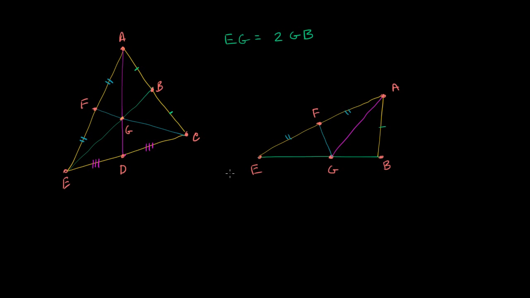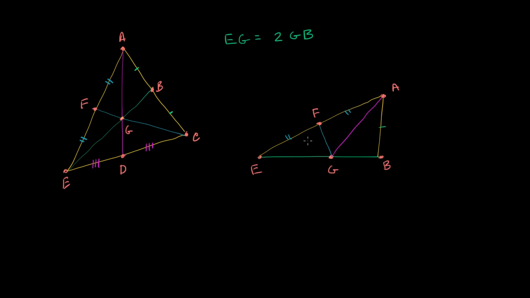And the whole way that I'm going to prove that EG is twice as long as GB is just to refer to the result that we did, I think, a couple of videos ago, that the medians divide this triangle into 6 smaller triangles that all have equal area. So another way to think about it is each of these 3 smaller triangles have equal area. These are 3 of the total of 6 smaller triangles. So these 3 all have equal area.